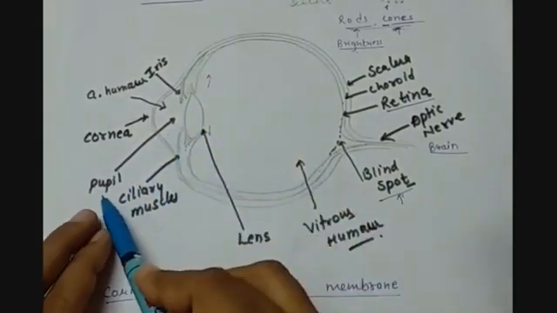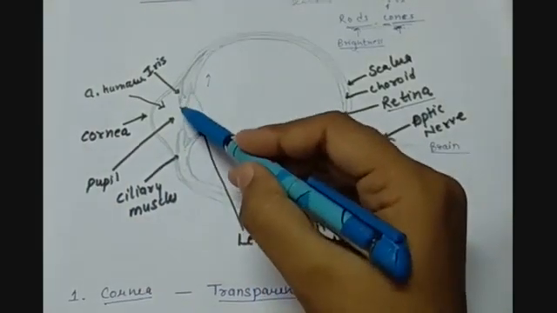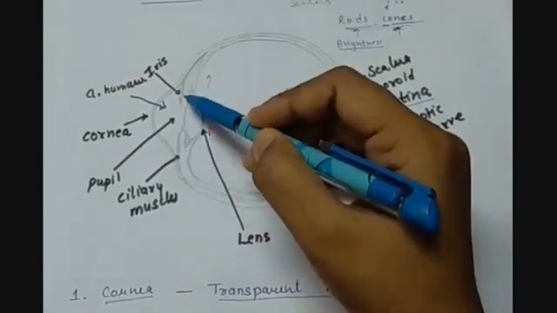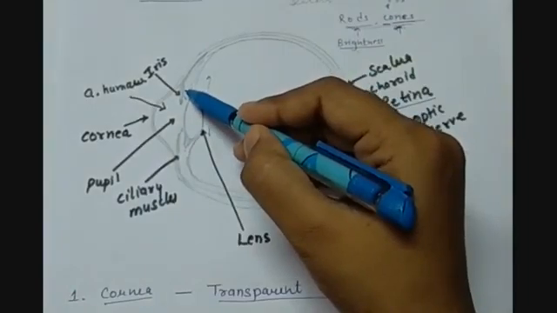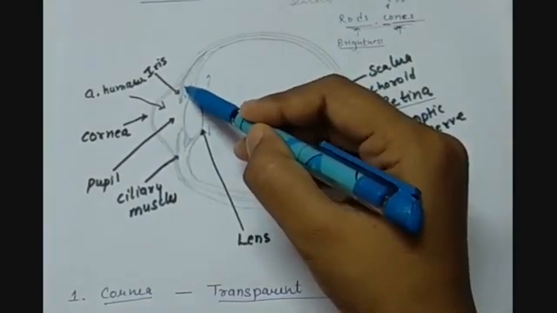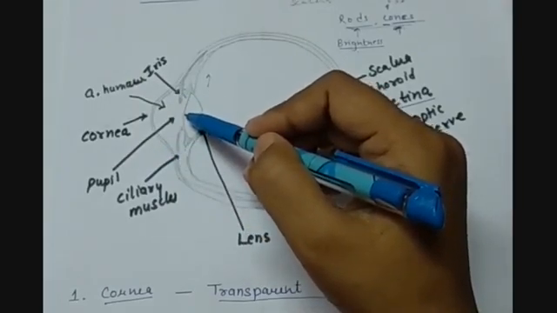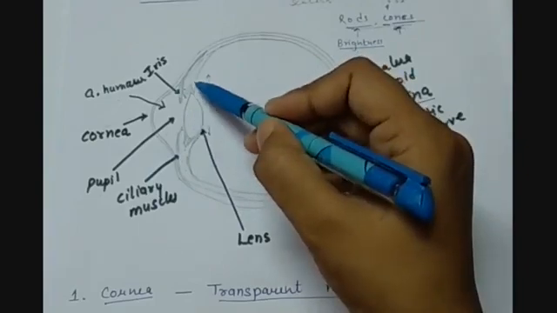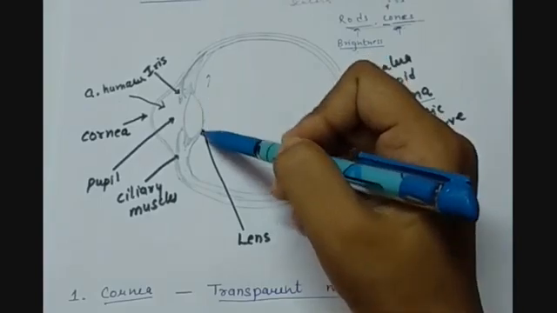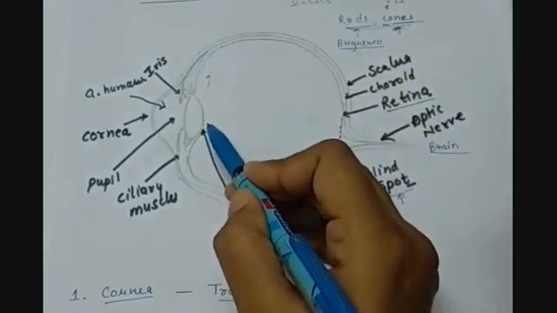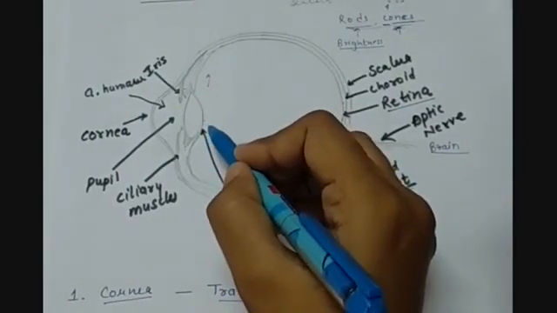Then pupil. Pupil is the circular hole in the mid portion of the iris. Iris gives the color to the eye because melanin pigment is present in the iris of the human eye. Iris and pupil together control and regulate the amount of light entering the eye. Ciliary muscles hold the lens of the eye in its position. Lens is a transparent material. It is a jelly-like material, so the focal length of the lens is adjustable.